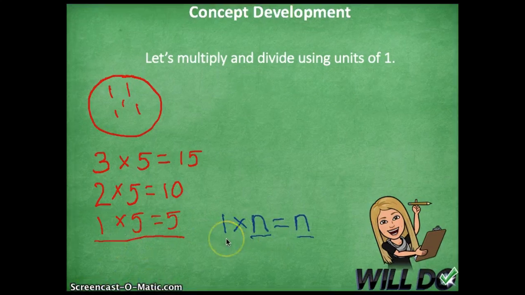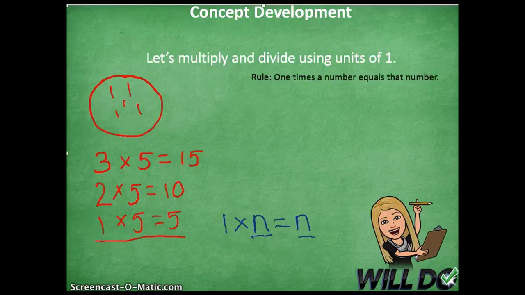So when we look at this equation, what is 1 times a number always going to be equal to? That's right, that's n. Let's write that rule. So our rule is 1 times a number equals that number.